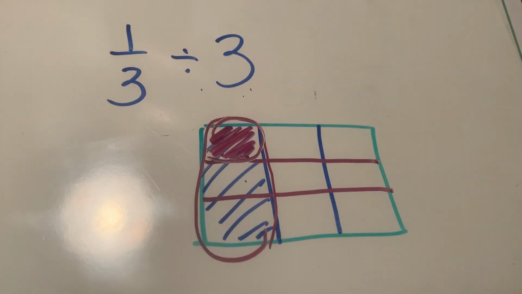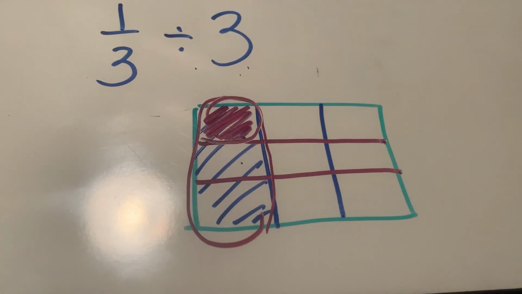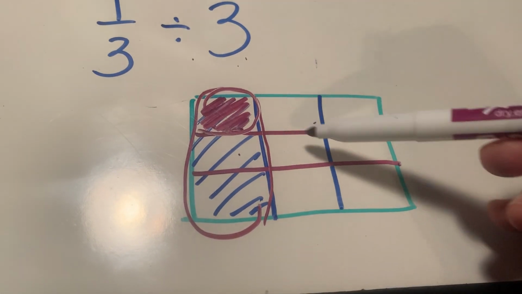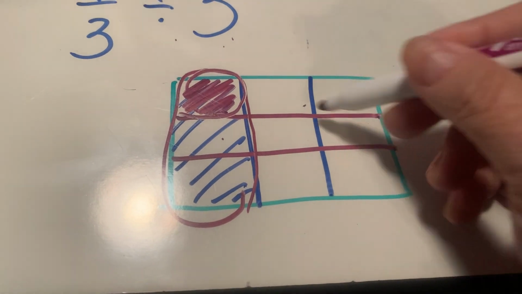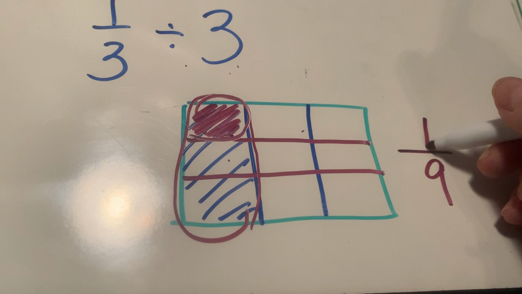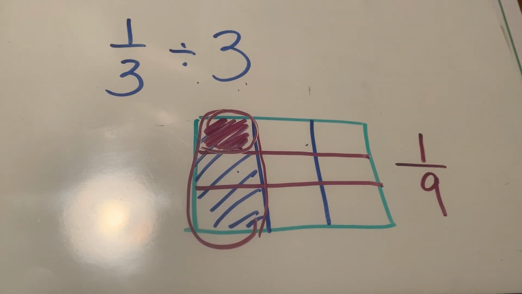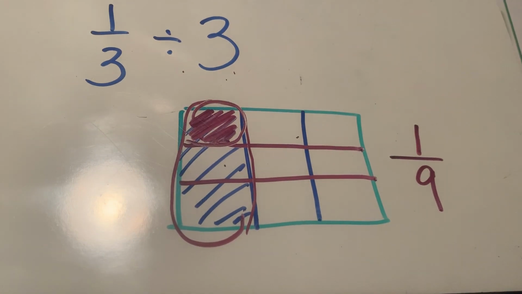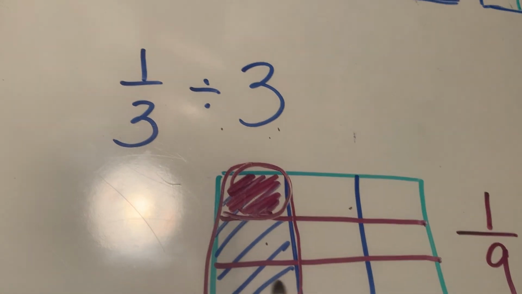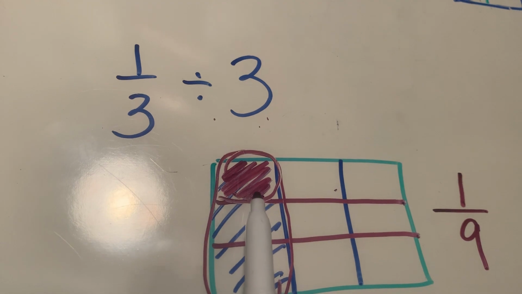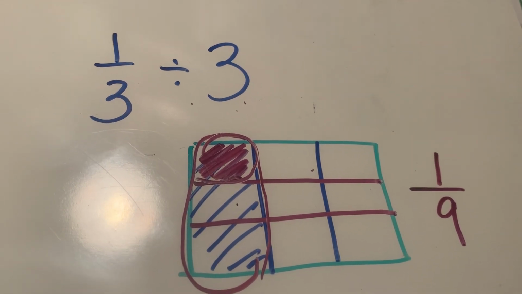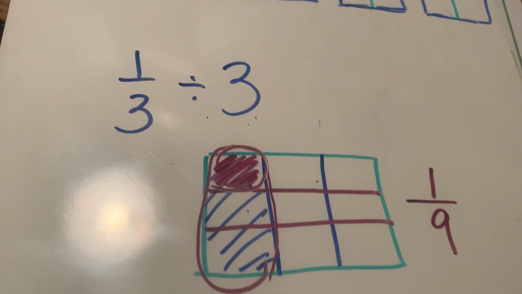If you look at that picture and want to name it, I hope you're realizing there are lots of pieces now. There are actually 9 pieces now. And how many of them are shaded? Just 1. So 1/3 divided into 3 pieces is 1/9 of that 1/3. That's a lot to think about.